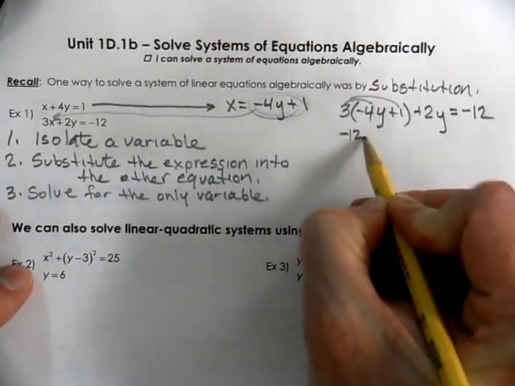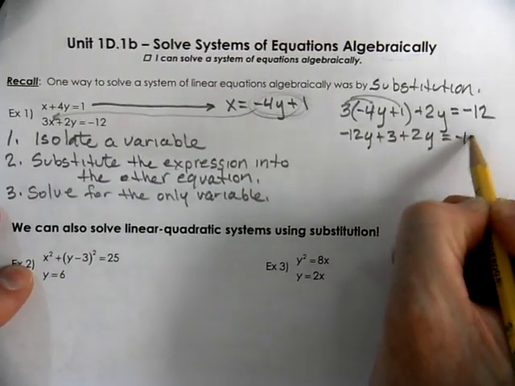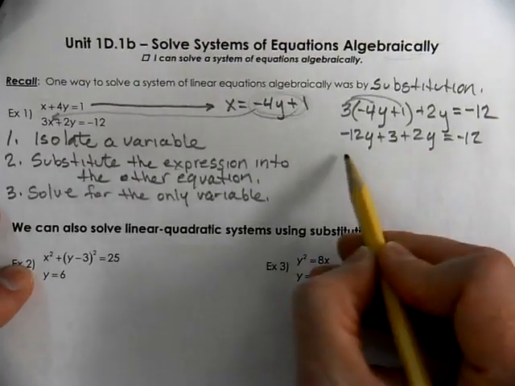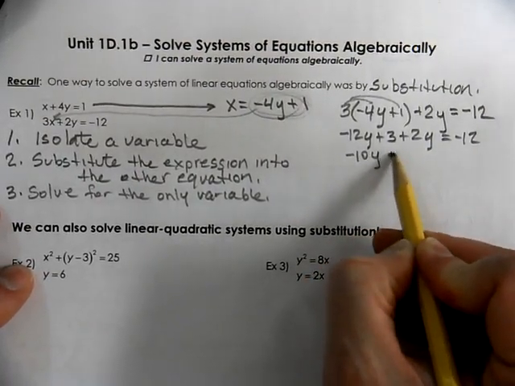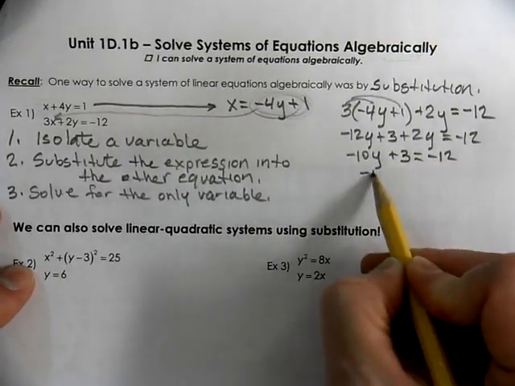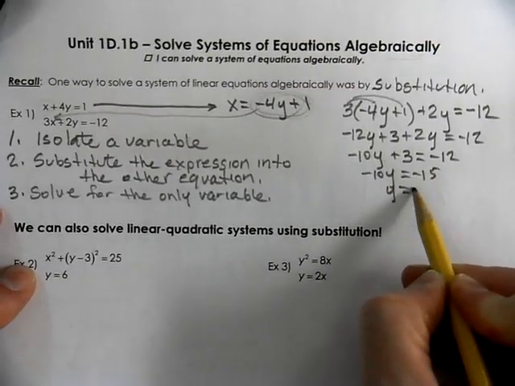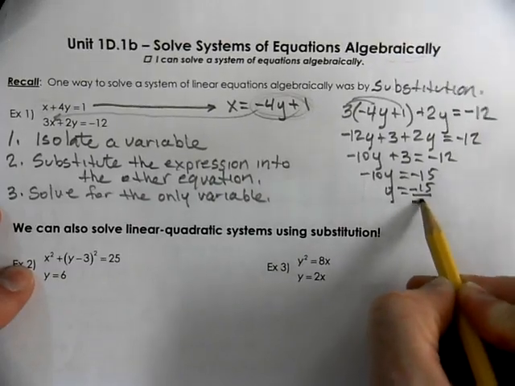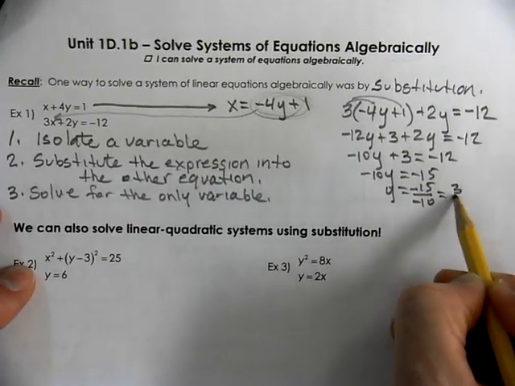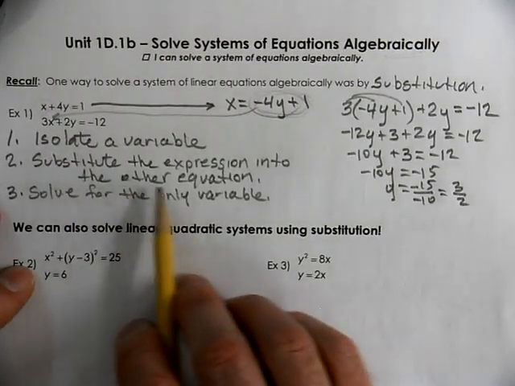So we distribute through. Group your y's together. Subtract your 3. And divide by your negative 10. And that comes out to be a positive 3/2. That's your y value. So we solved for the only variable we had.